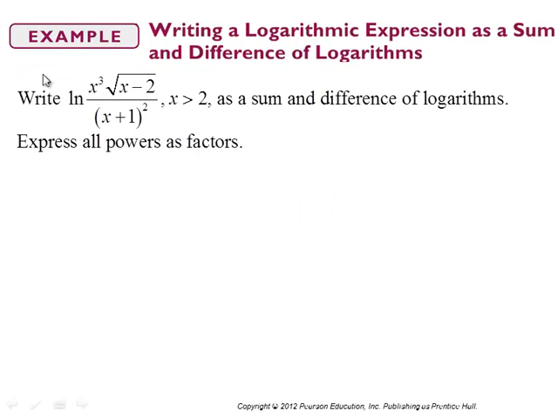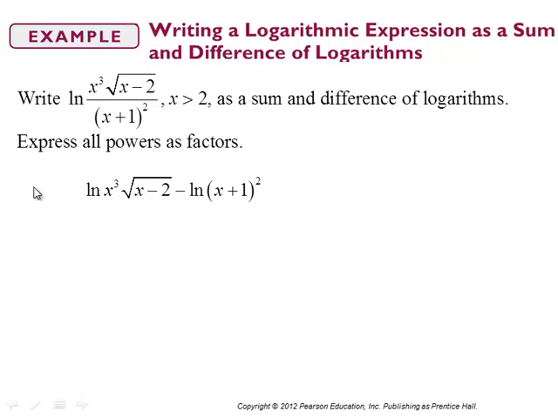All right, so what about this one? Suppose that we've got natural log of x cubed times square root of x minus 2 over (x plus 1) squared. Again, use the property of products and quotients. First of all, we'll deal with the quotient piece. We'll write this as natural log of x cubed times square root of x minus 2, minus natural log of (x plus 1) squared.